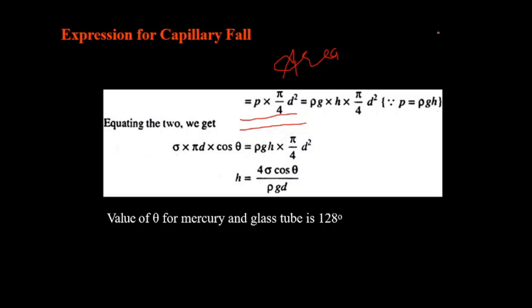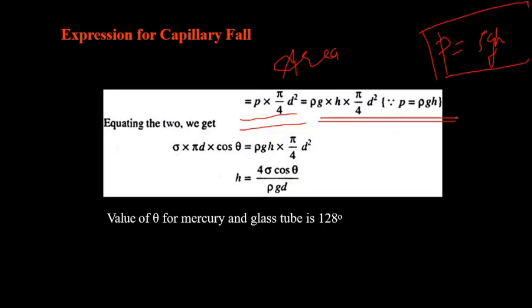What is P? P is nothing but rho g h, the pressure of a liquid, so rho g h into pi by 4 into d square. Now this force is equated with the surface tension force. So the value of h we will get is 4 sigma cos theta by rho g d. This is the expression for capillary fall.